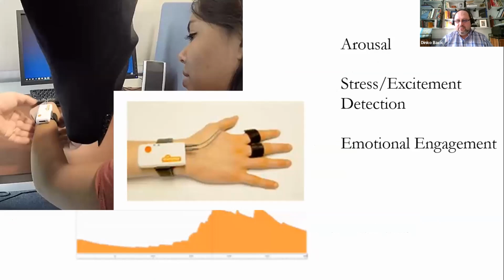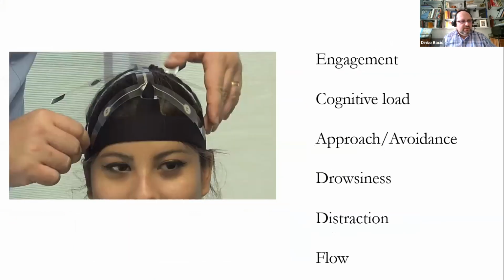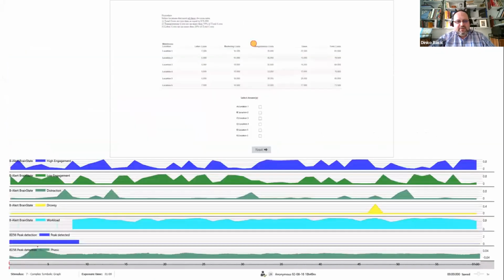I also then pick up that arousal, right? On, let's say, a finger, where I pick up, are you engaged? Is there stress? Is there some kind of excitement level? And then with EEG, I can also measure cognitive load. Are you trying to avoid the situation? Are you drowsy? Are you distracted? Are you in the state of flow when you're looking at certain visualizations? So here are some of the capabilities that I work with, and I'm actively pursuing a few publications with this.